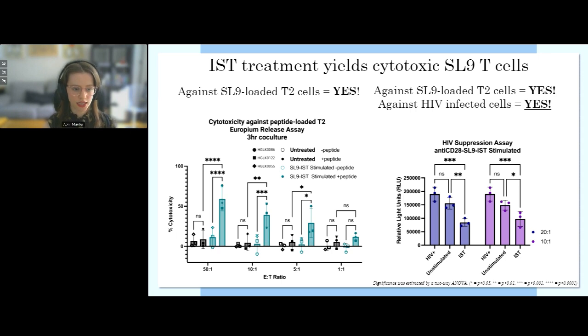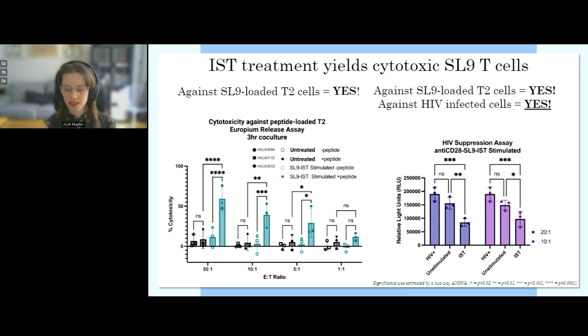So here we did an HIV luciferase suppression assay. The HIV genome for this specific HIV strain includes luciferase, so when HIV is infecting a cell, it expresses luciferase and you have a high RLU, so high relative light units. And so when you kill those cells, you actually get a decrease. I just wanted to point that out because it's the opposite of the previous system.